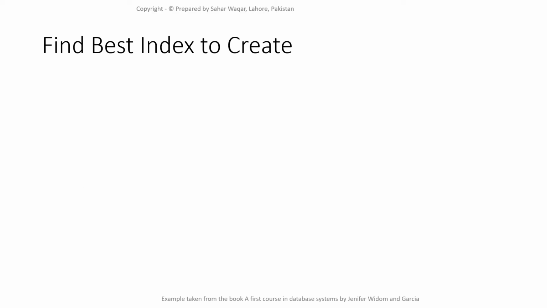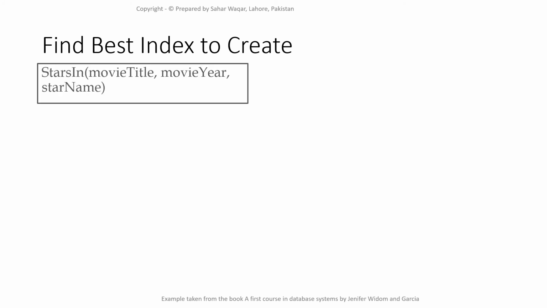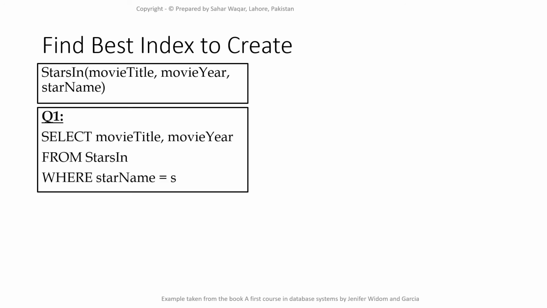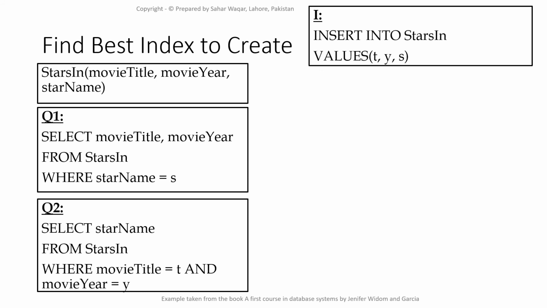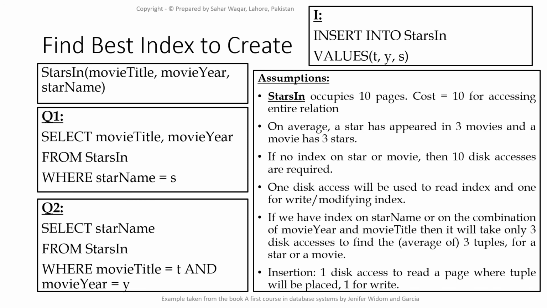In this slide, I'm using an example from the book A First Course in Database Systems by Jeffrey Ullman. Suppose we have a StarsIn relation that contains movie title, year, and the star name who performed in the movie. We have 2 access queries and 1 insert query in the query log. Q1 asks for movie title and year for star name S, and Q2 asks for star name given movie title and year. In query I, we are inserting a new row in the StarsIn table.